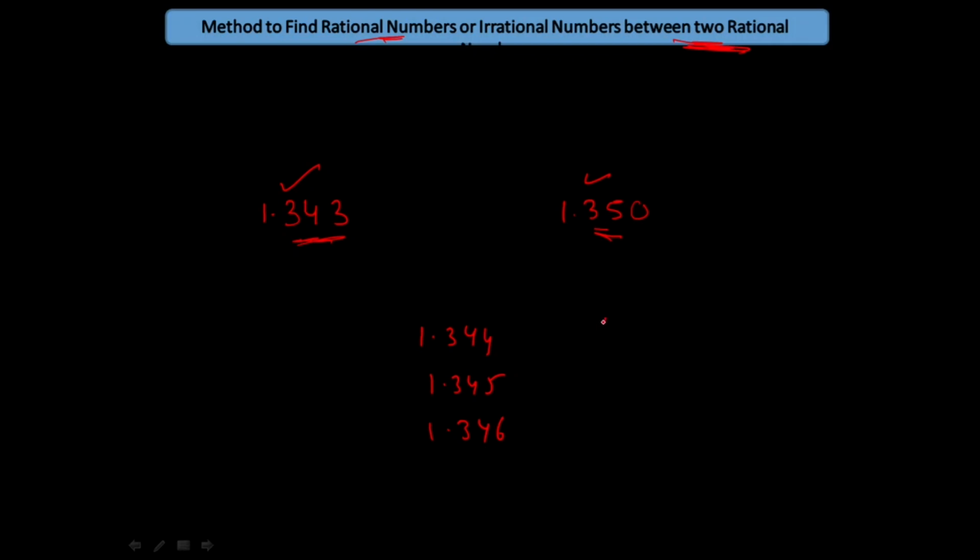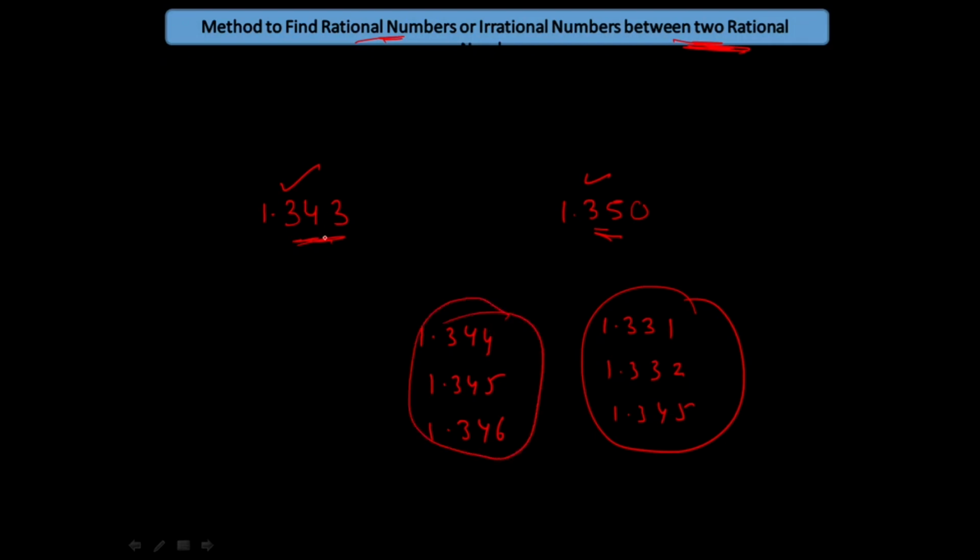Even I can write 1.3431, 1.332, 1.345. All these numbers are lying between these two rational numbers. So what was this concept? The concept was how to find rational numbers in between two rational numbers. I'm not talking about this one yet.